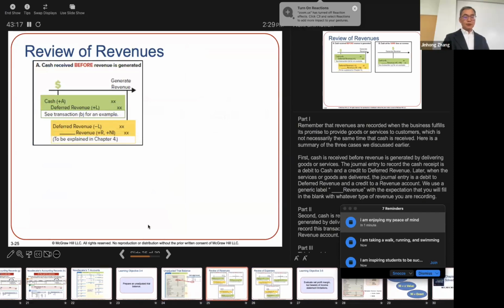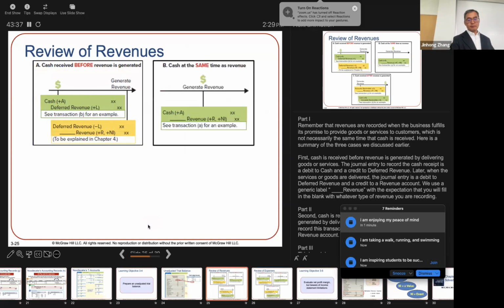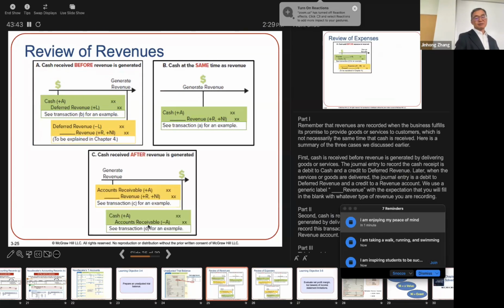So, review of revenue. Cash received before revenue is generated: you have a cash increase and then you defer the revenue. Then when you deliver the service, deferred revenue is reduced, and you book recognized revenue. Cash at the same time as revenue: you basically receive cash and then you book revenue.